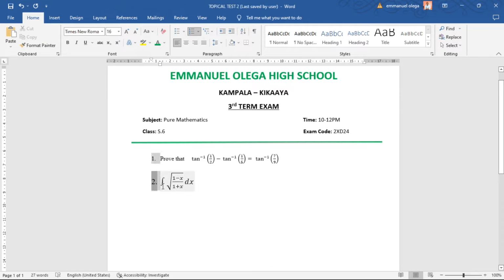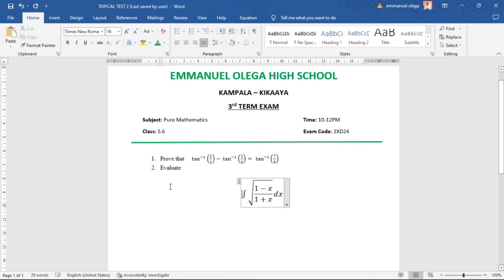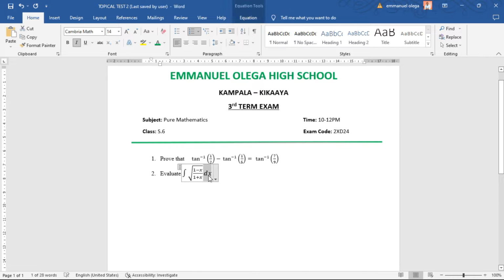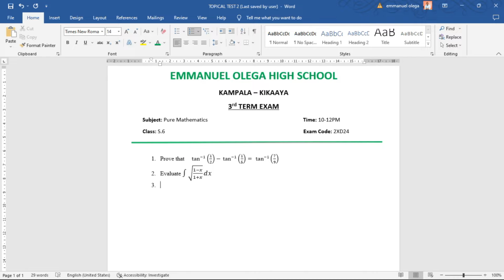So second question is actually going to be evaluate. This is going to be the integration. Okay, so that's number 2. Let's just reduce the size of that. Alright, let's go to number 3. We're going to type in something a little bit more complicated, but let's go for that.